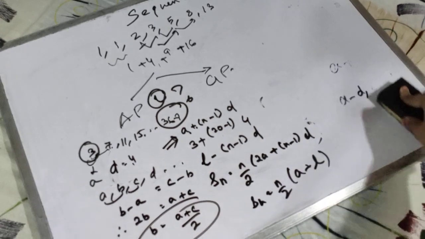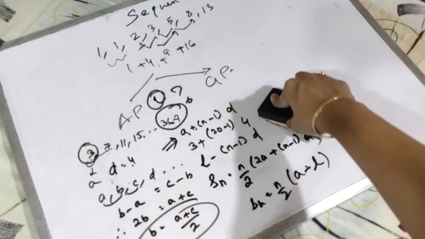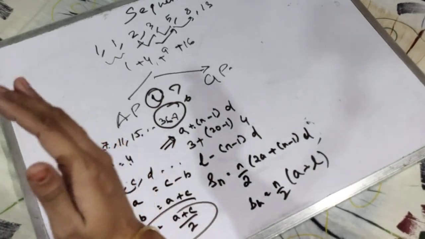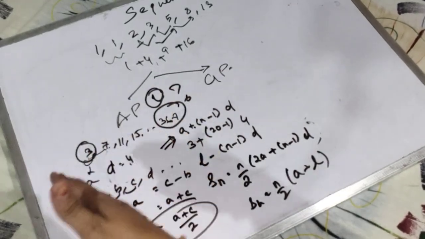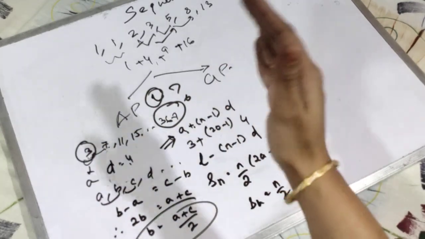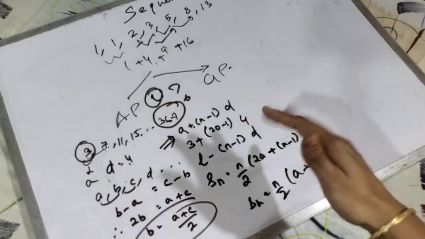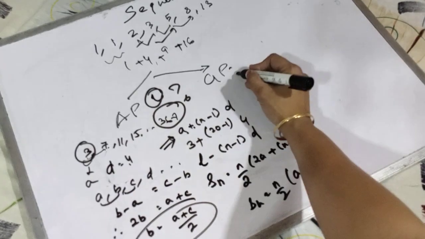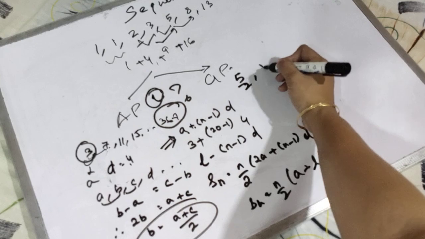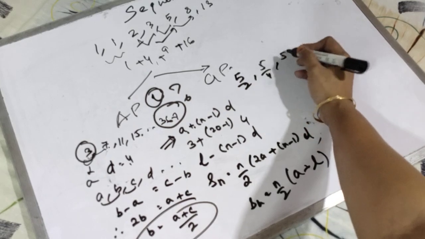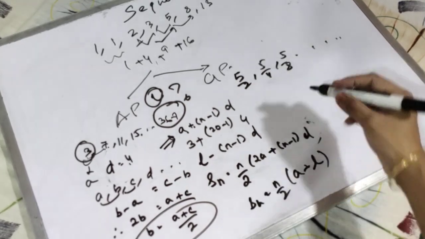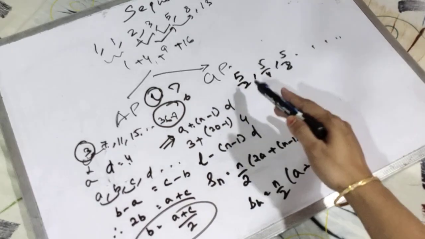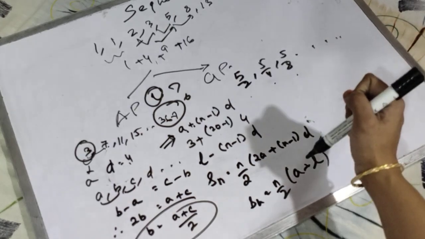Now talking about GP. What is the difference between AP and GP? Here in AP you have a common difference; you are adding or subtracting the same number throughout the series. In GP, you are multiplying or dividing by the same number throughout the sequence. So you have 5 by 2, 5 by 4, 5 by 8, and so on. What is happening here? Every time I am multiplying with half.